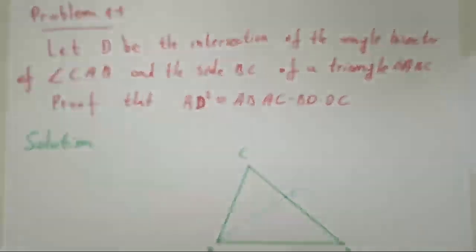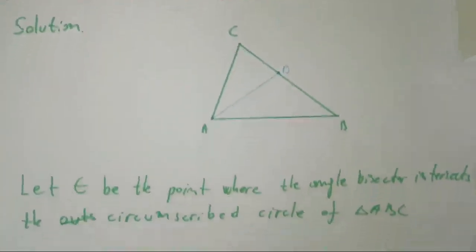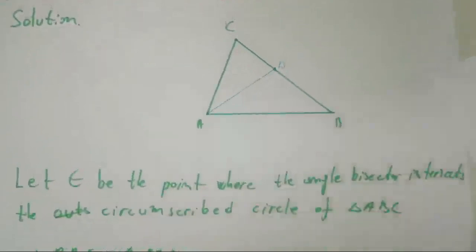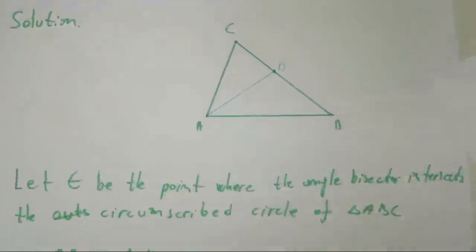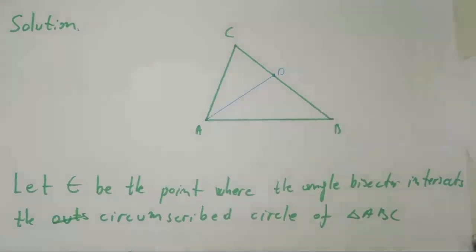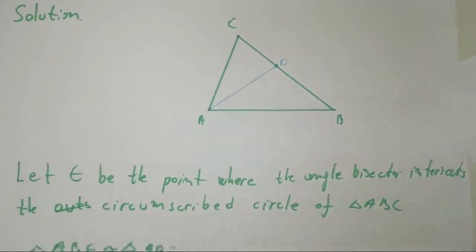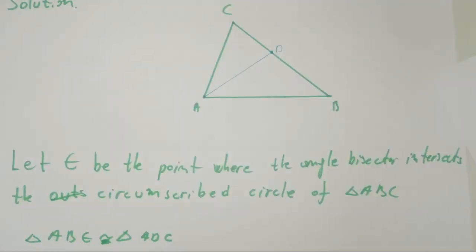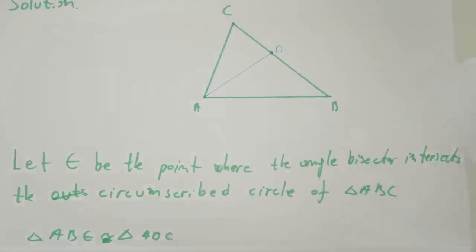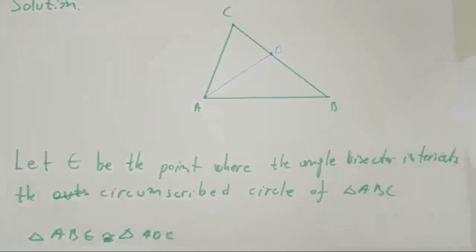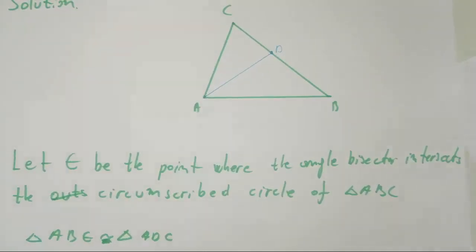Let's give you a hint, it will help you a lot. Let E be the point where the angle bisector intersects the circumscribed circle of ABC. So this will help you, and maybe if you solve it, inform me in the comments.